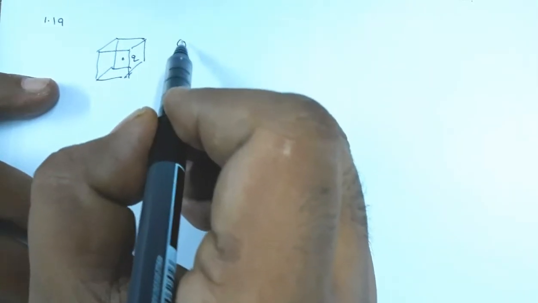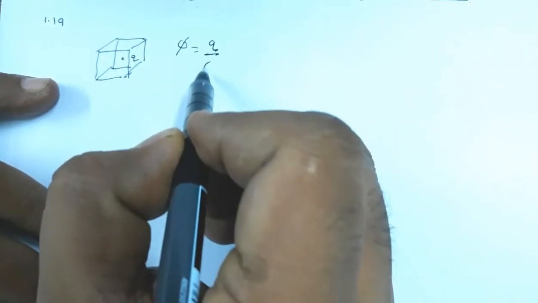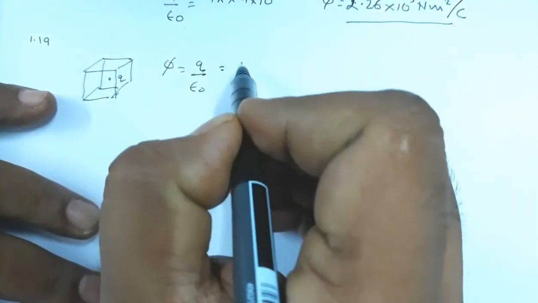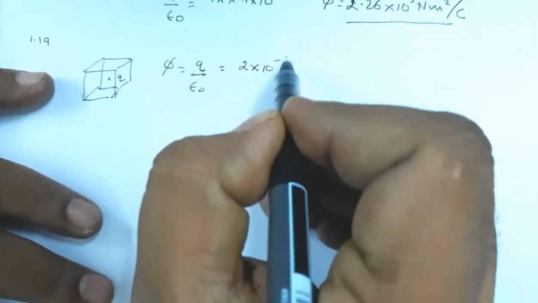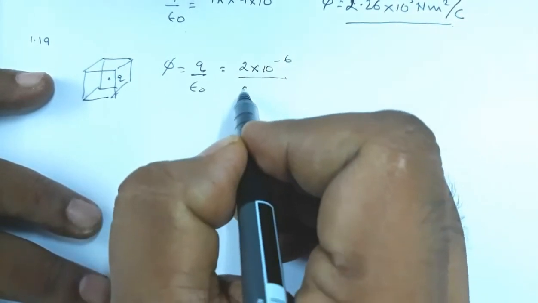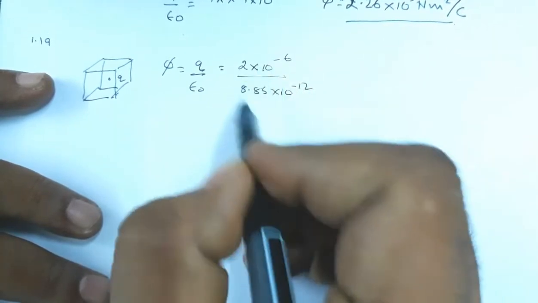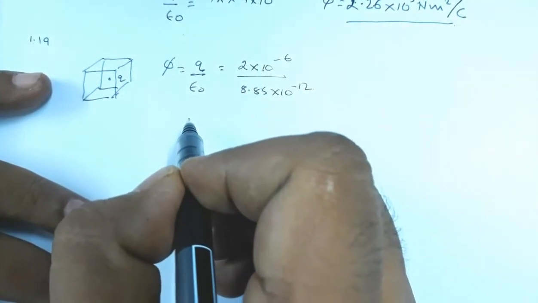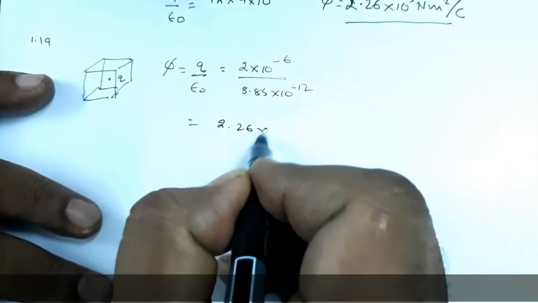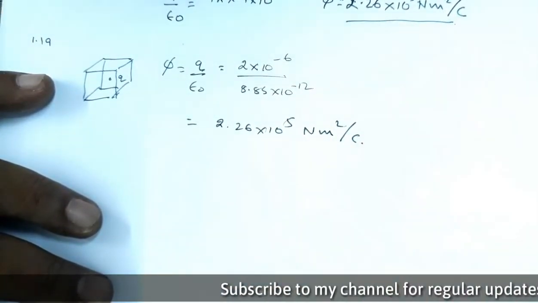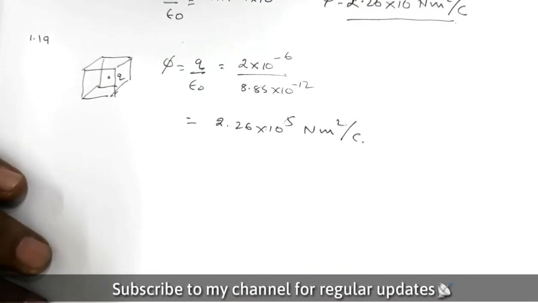So obviously the flux will be Q by epsilon naught, that is from Gauss's theorem. So Q is given to be 2 microcoulomb, so 2 into 10 power minus 6. Epsilon naught is 8.85 into 10 power minus 12. So on solving, we get 2.26 into 10 power 5 Newton meter square per coulomb. So this is the flux.